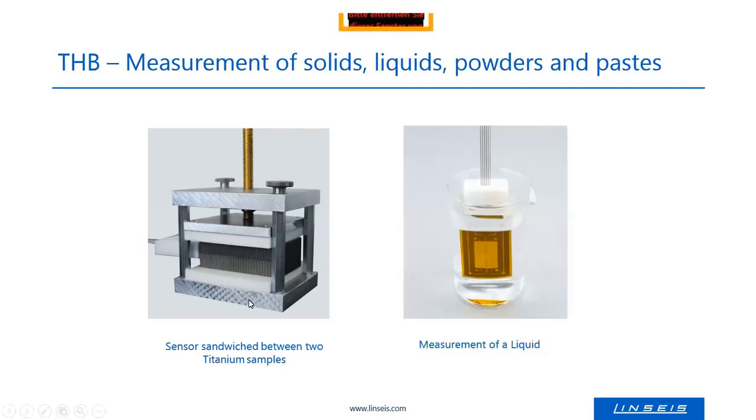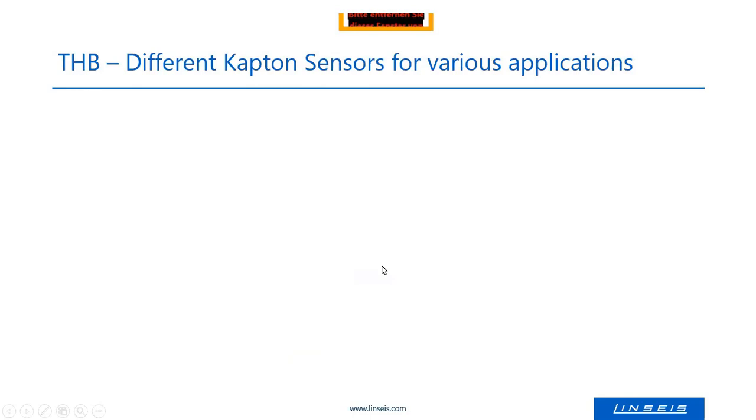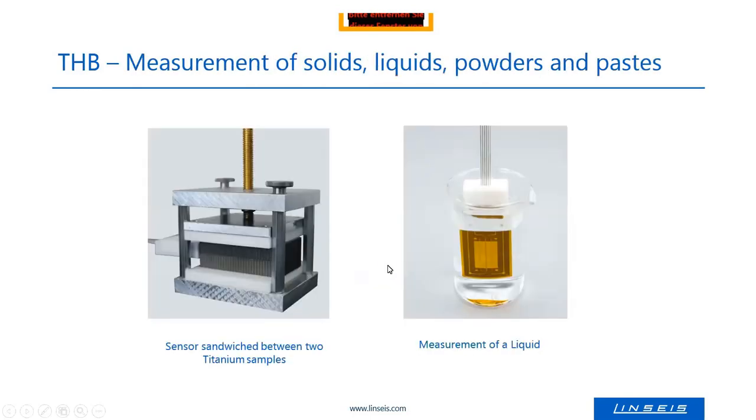For liquids, you can just put the sensor into the liquid, but we have also special sensors with a metal frame around it. If you have viscous liquids or pastes, powders, or loose samples, then you use a sensor like this, but with a metal frame around.